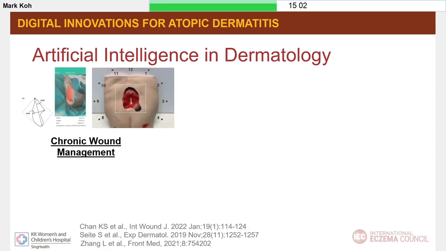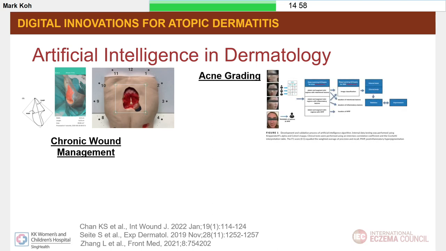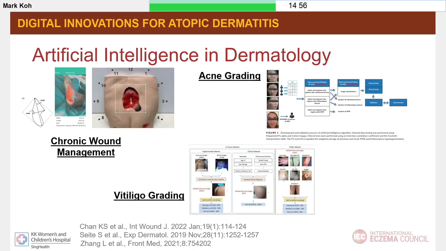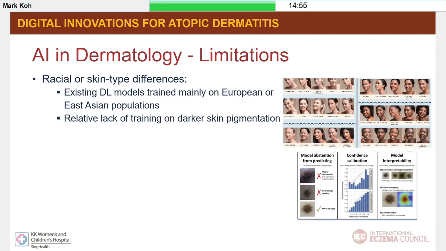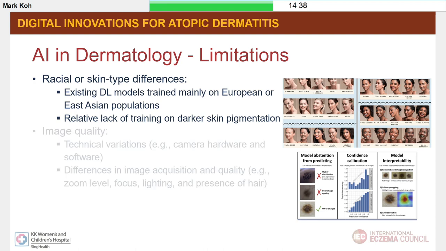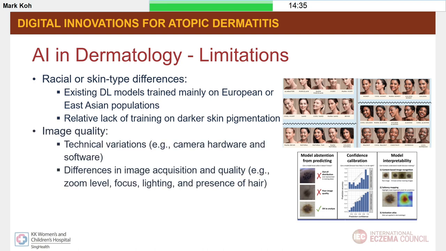But other applications include chronic wound management, acne grading. We're trying to develop one for that as well. And vitiligo grading has also been described. However, some limitations, I think the problem is racial or skin type differences between, of course, the different Fitzpatrick skin types. So you need that baseline skin color. In atopic dermatitis, we talked about the different skin colors, and really in the darker skin in our Indian population, we really cannot see that erythema very well. So AI needs to learn that as well. So that's one of the issues that we had to work around.